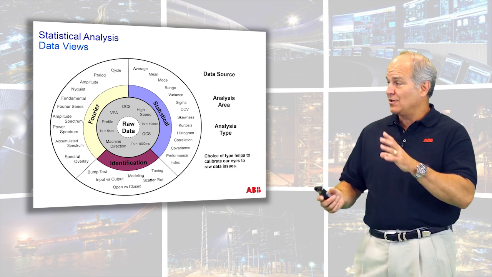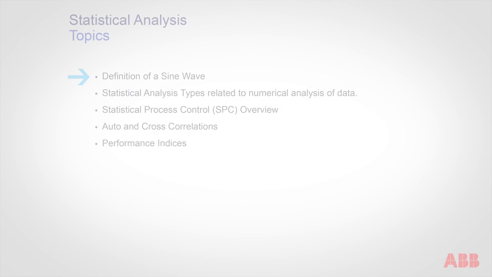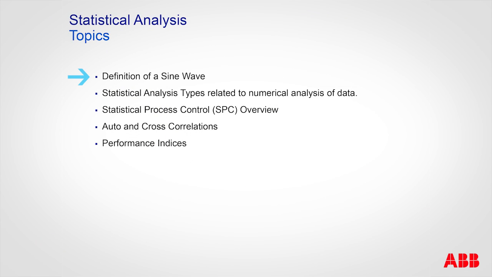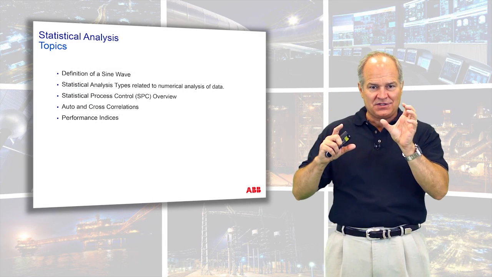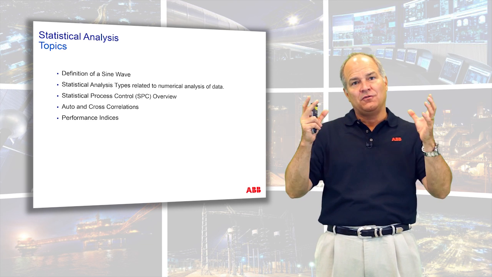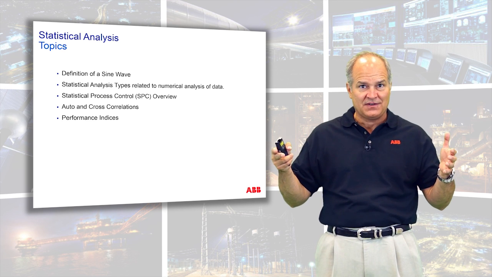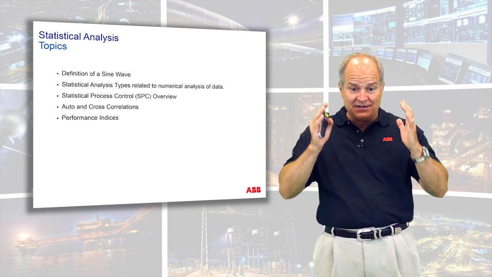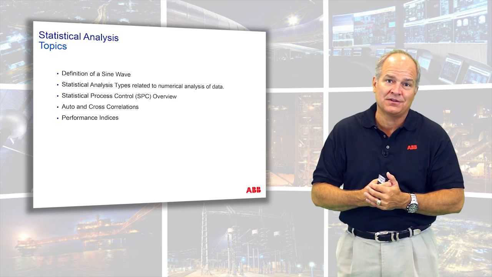So in this series, we're going to talk about statistical analysis. We're going to talk about a sine wave, define a sine wave, get into statistical analysis. The trick is to come up with a number. I like to think of it as a filter, like a histogram or a sigma or skewness. There are different mathematical formulations that you apply to a series of data to tune your eyes to see different attributes in the raw data.